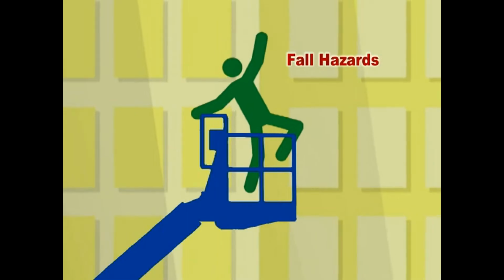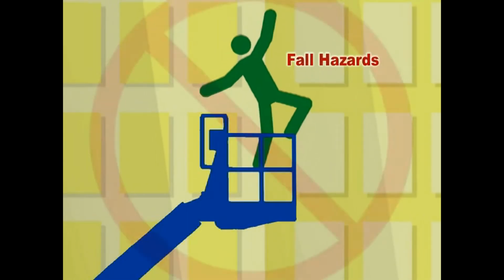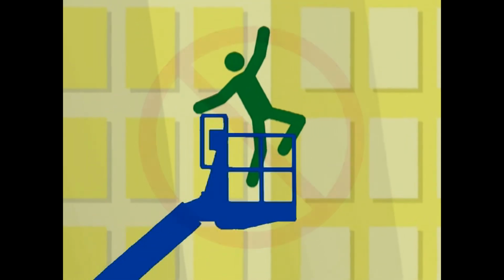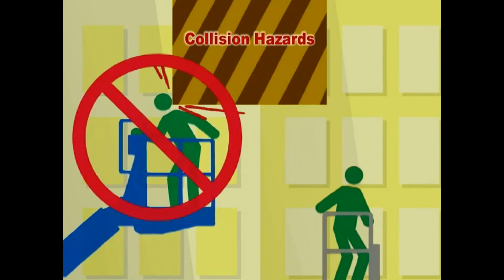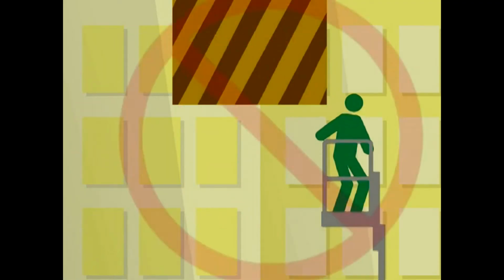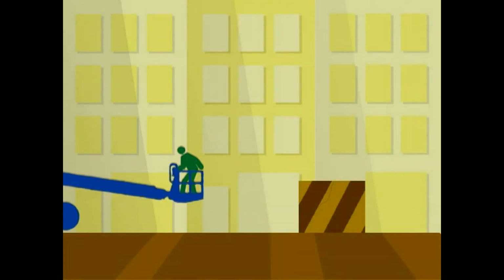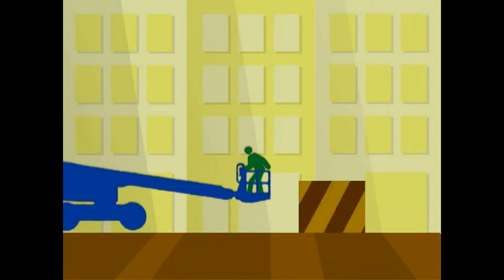To avoid falling, don't sit, stand, or climb on the platform guardrails. Be sure to always lower the platform entry mid-rail or close the gate before operating. To avoid collisions, you should be aware of how and where the machine is moving. You should first perform a worksite inspection and familiarize yourself with ground and overhead obstructions.